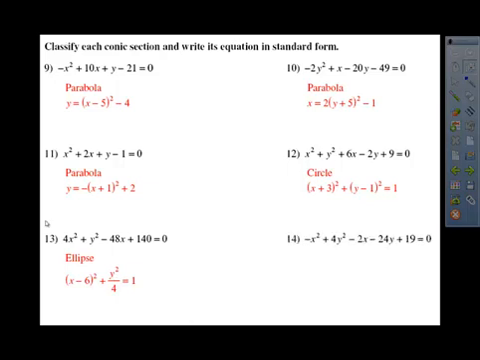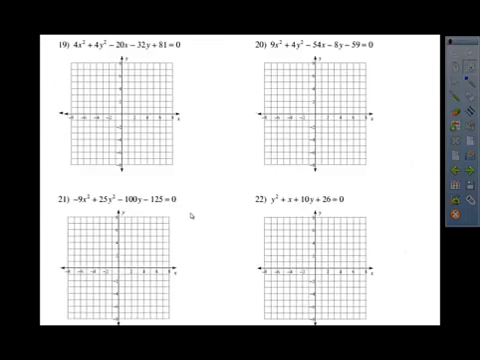Okay, last one here. What do you guys think? What is it? All right, good. We have two squared variables. The two squared variables are opposite signs, so it's got to be a hyperbola. Makes sense? Good. I hope you guys are feeling a little better about that.